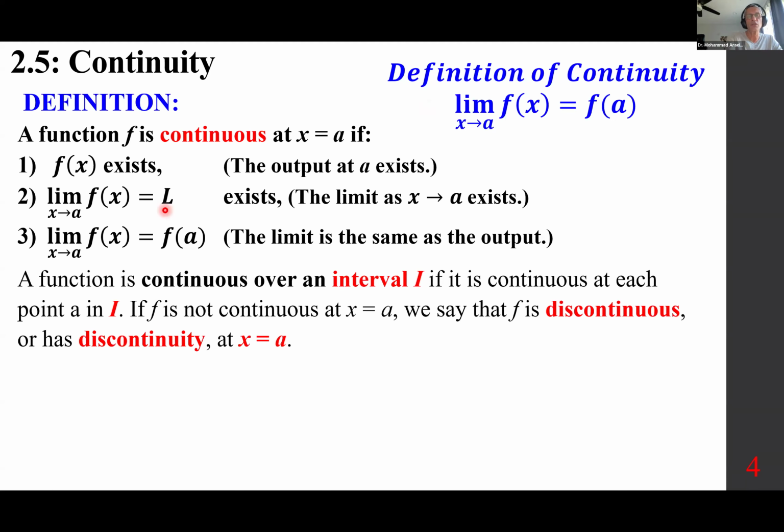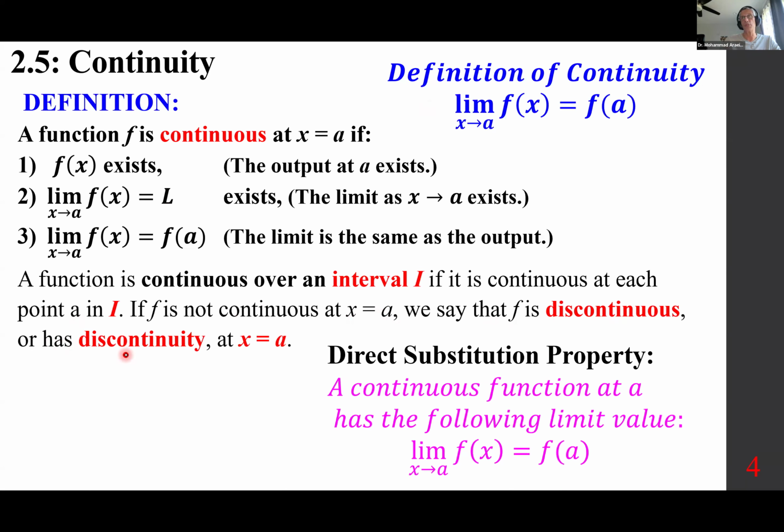A function is continuous over an interval I if it is continuous at each point a in I. If f is not continuous at x equals a, we say that f is discontinuous or has a discontinuity at x equals a.